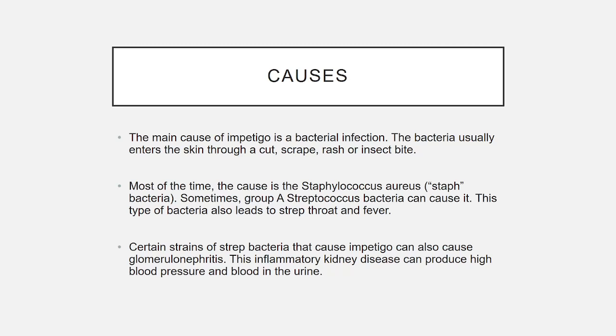Certain strains of strep bacteria that cause impetigo can also cause glomerulonephritis. This inflammatory kidney disease can produce high blood pressure and blood in the urine.